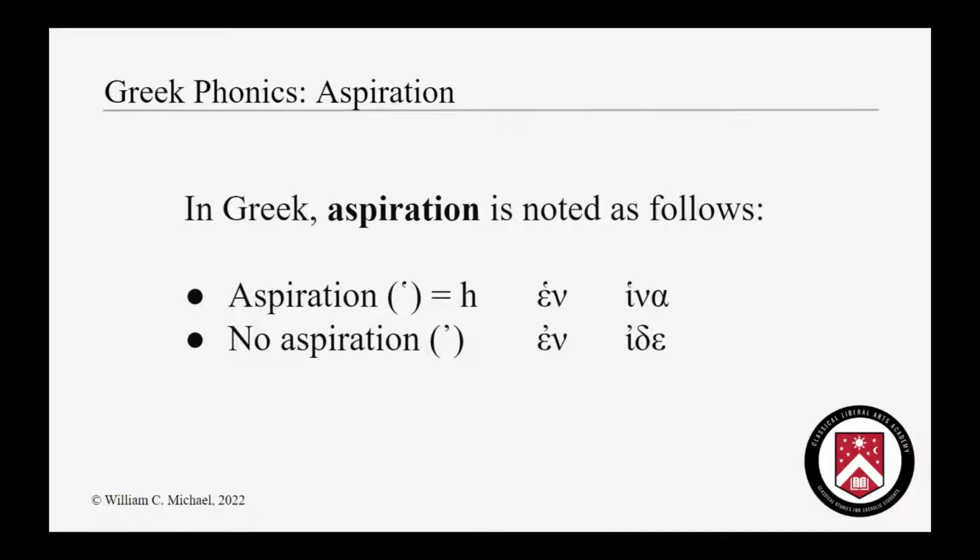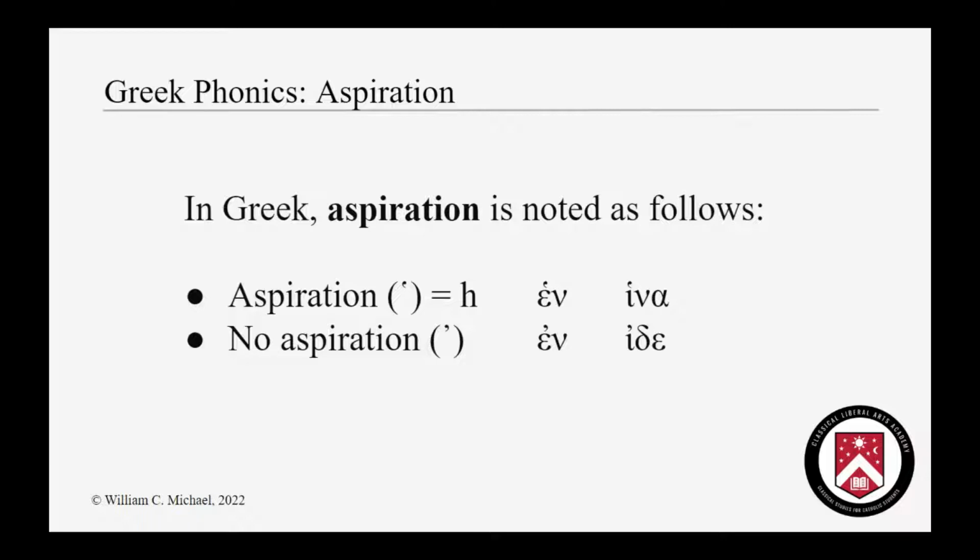The first set of marks has to do with what's called aspiration or breathing. In Greek, aspiration is noted as follows. Aspiration or breathing is marked by an apostrophe, and if you look at the mark, it's shaped like a letter C. So remember, the mark that looks like an apostrophe and is shaped like a letter C is a mark of aspiration. Some teachers call it rough breathing, and it's equivalent to the letter H in English or Latin.